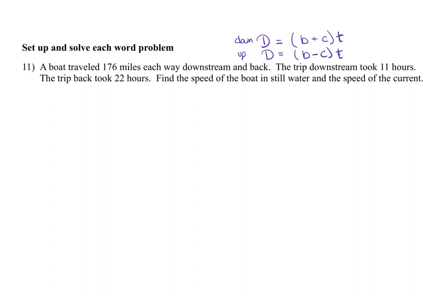And so we're going to do that for this problem. A boat traveled 176 miles, that is the distance, each way. So, of course, if we go downstream or upstream, if we use the same path, it's going to be the same distance. The trip downstream took 11 hours. The trip back took 22 hours. Find the speed of the boat in still water and the speed of the current.